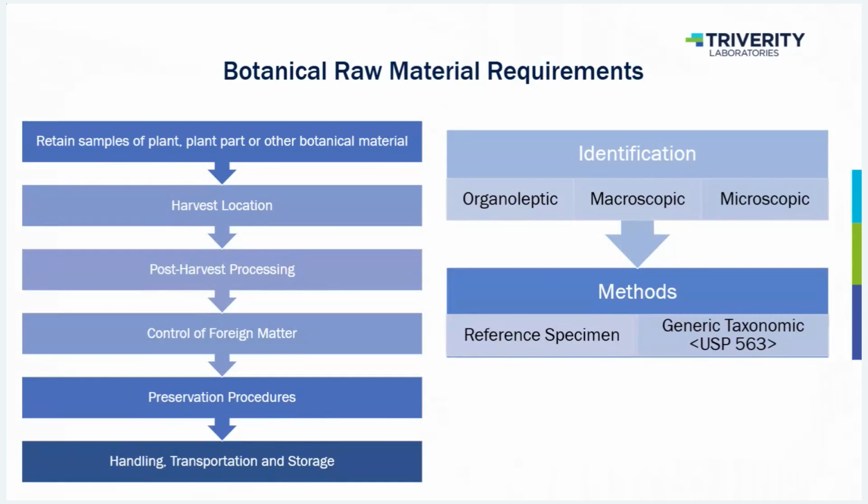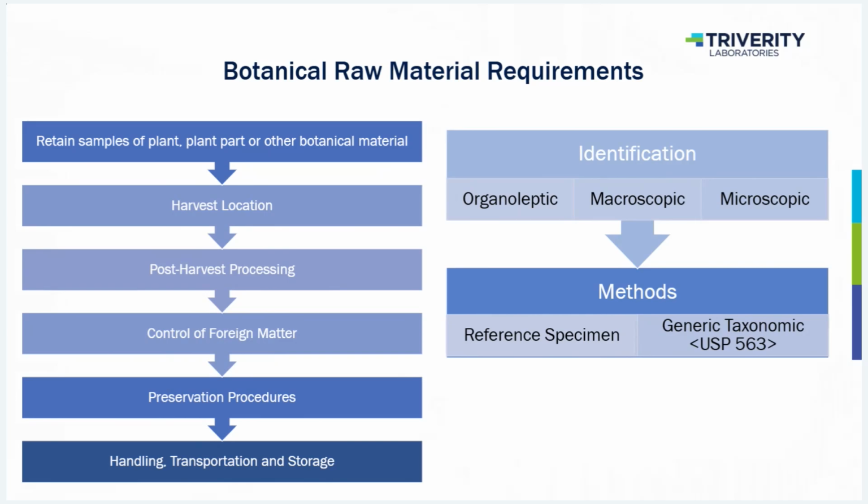There's a lot of requirements for botanical raw materials. One of them is that you have to retain samples of your plant, the plant part, or other botanical materials from your raw material. You have to identify your harvest location. You need to have consistent post-harvest processing procedures. You need to control your foreign matter from getting into your botanical raw material.